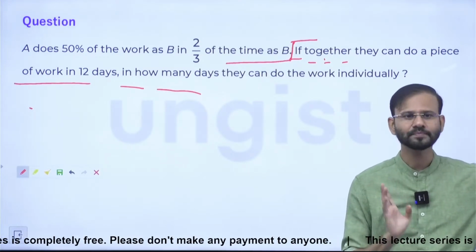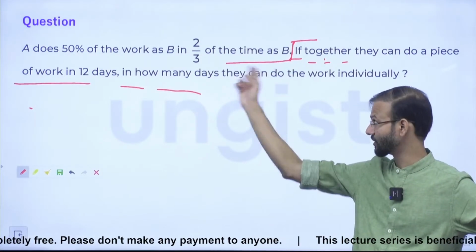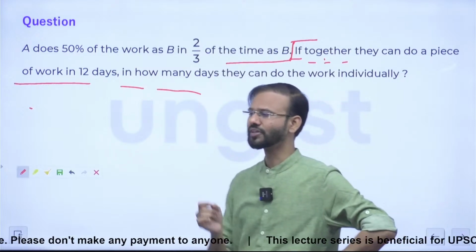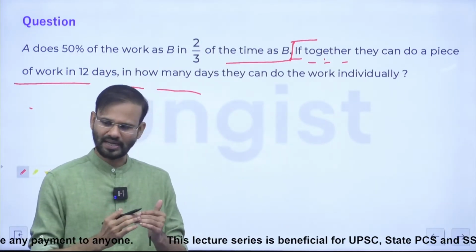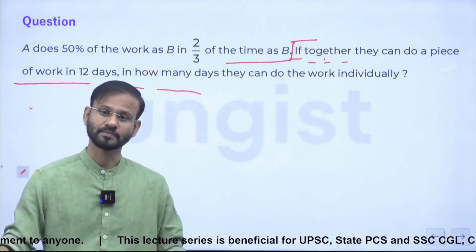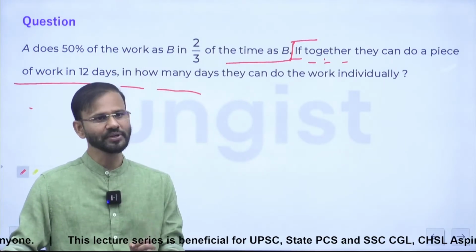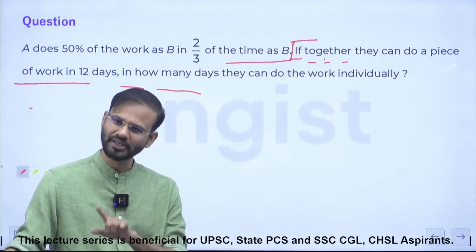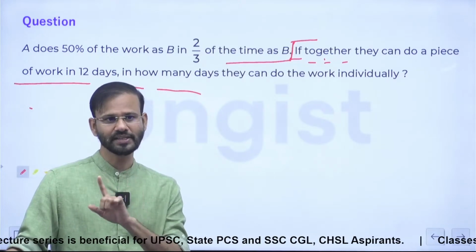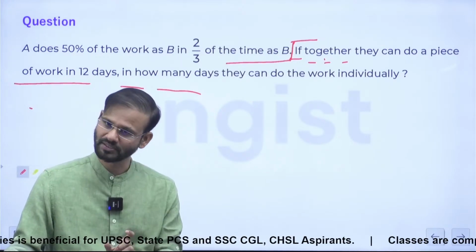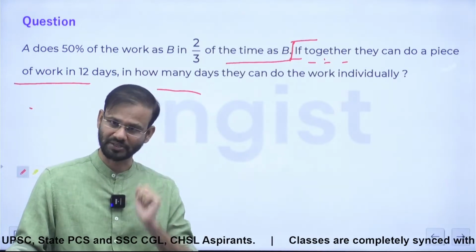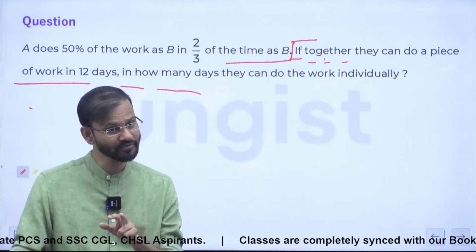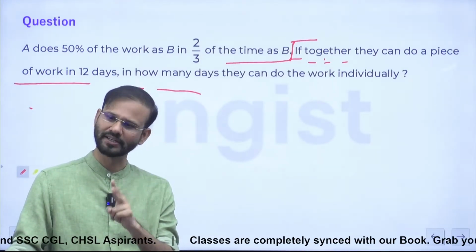Getting it, everyone? With this data in the first statement, we should find the ratio of the efficiency. In these types of questions, if the question is asked in data sufficiency format, you should know how much data you need to solve it. First, you should know the ratio of the efficiency, and second, you should know the total number of days taken by both of them working together. Only these two data are needed to solve this question.